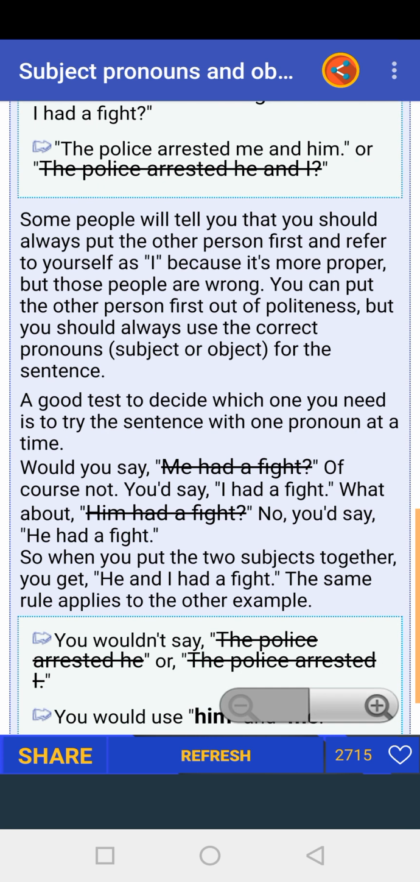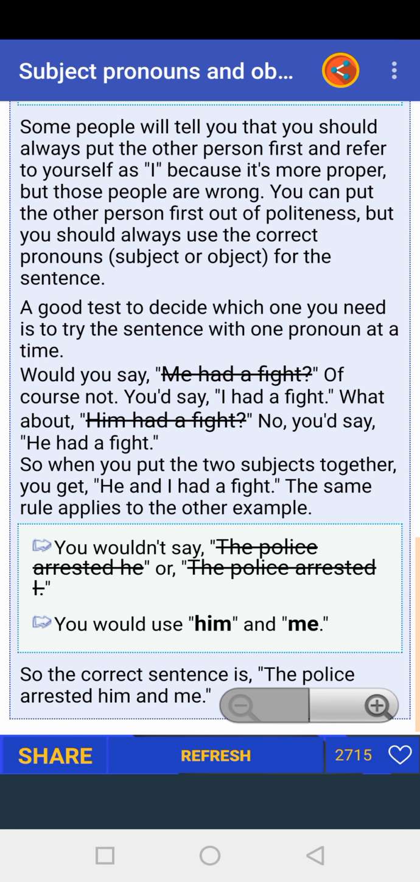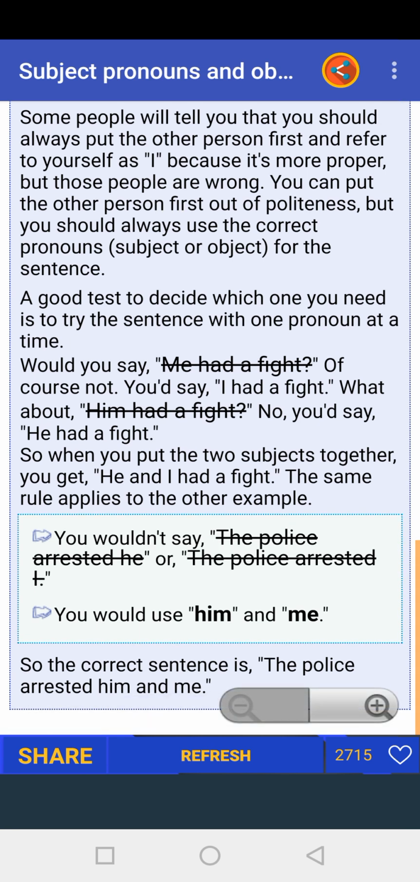A good test to decide which one you need is to try the sentence with one pronoun at a time. Would you say me had a fight? Of course not. You'd say I had a fight. What about him had a fight? No, you'd say he had a fight. So when you put the two subjects together, you get he and I had a fight. The same rule applies to the other examples.